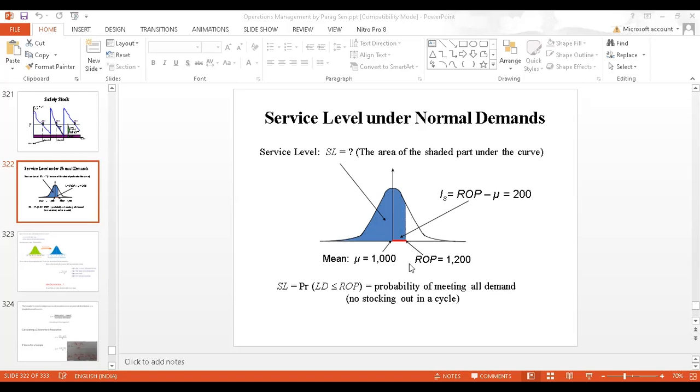Now if somebody asks you what the service level is here, the entire area under the curve will be the service level, because you have increased the number of items in your hand by the safety stock. So if your reorder point is 1200, obviously the service level will cover some greater area.